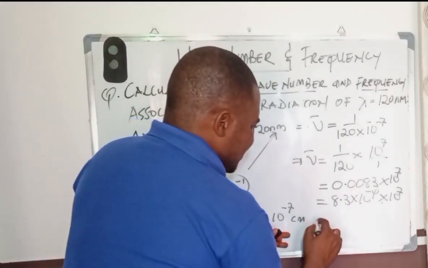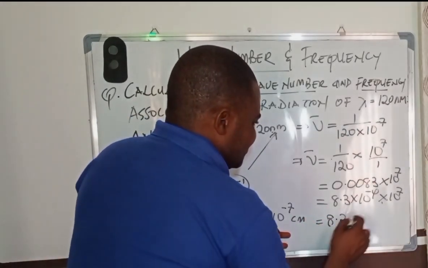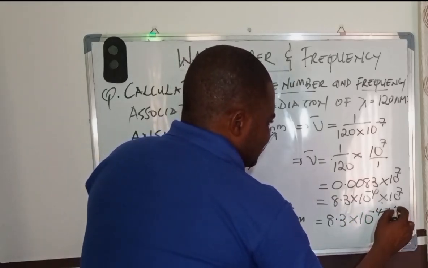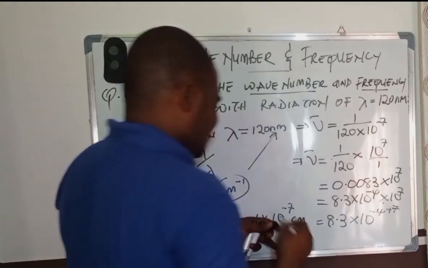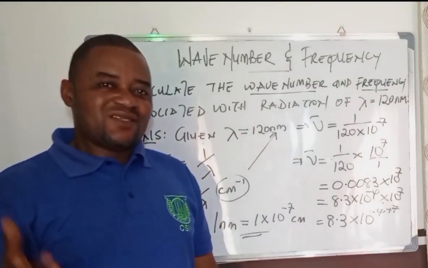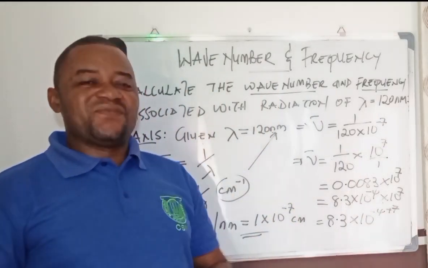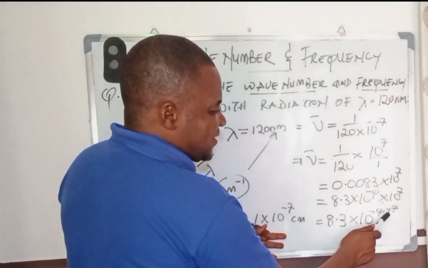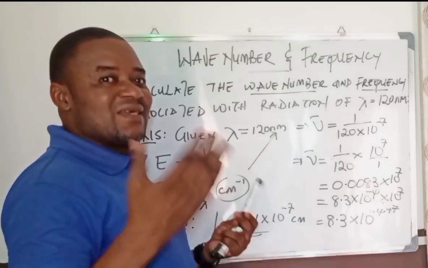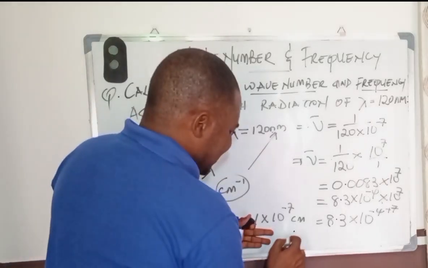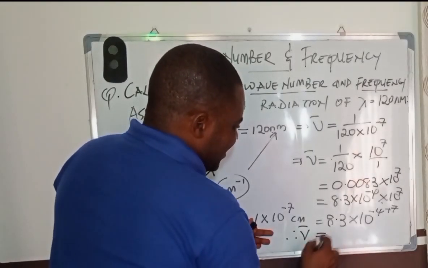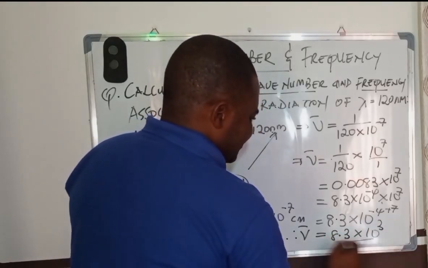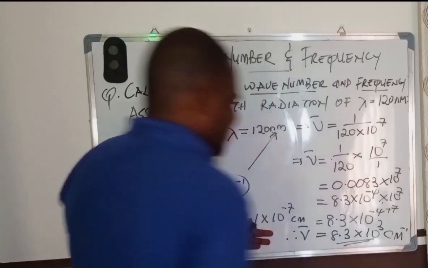Okay. This equation is the same thing as 8.3 times 10 raised to the power minus 4 plus 7. That is your indices, the first law of indices. So minus 4 plus 7 will give us what? Plus 3. So your answer for the wave number is equal to 8.3 times 10 raised to the power 3, and it is in per centimeter.